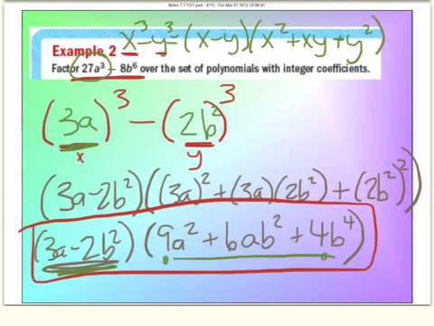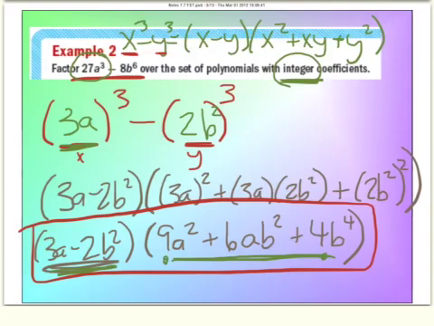And here's the key, too. It says factor over the integer coefficients. If I tried to factor this trinomial, they'd have to be imaginary. So we're not going to go any further. And that's how I know to stop, is that they only want integer coefficients, so don't go any further like we did when we found the cube roots of 8.